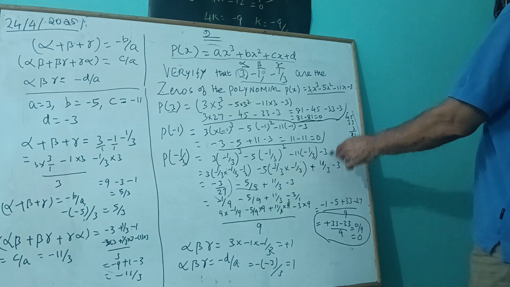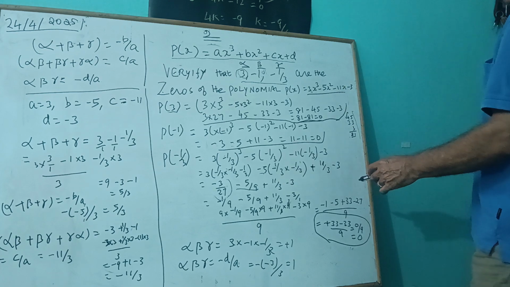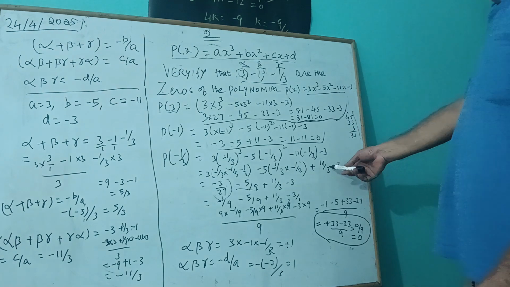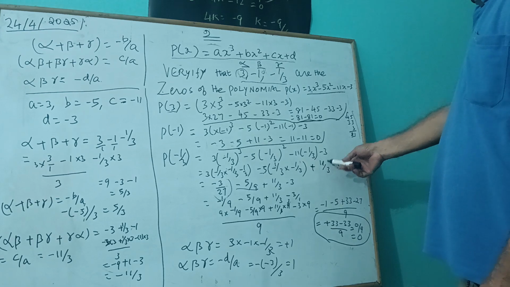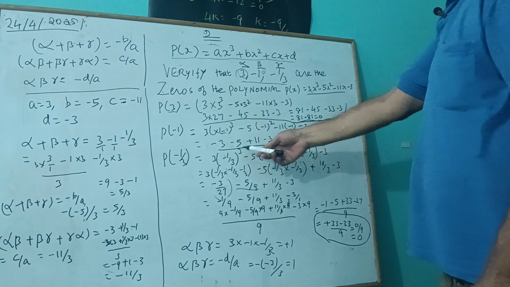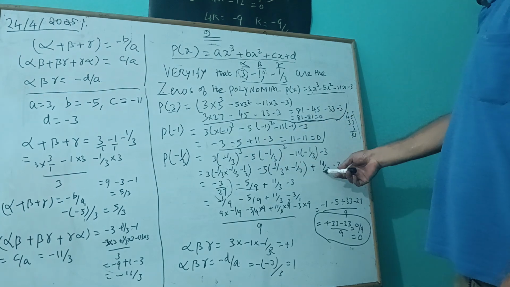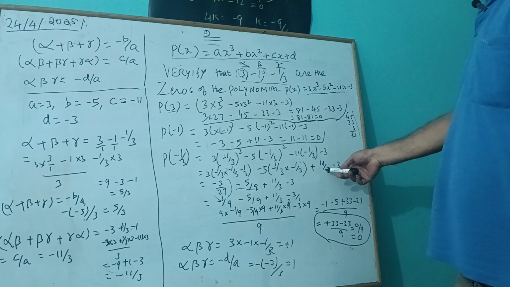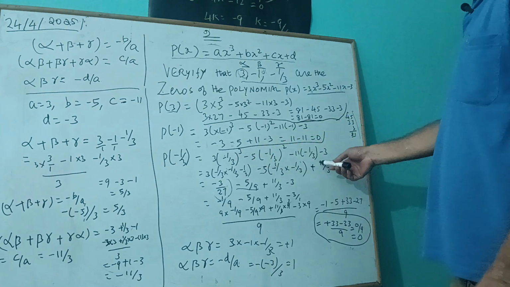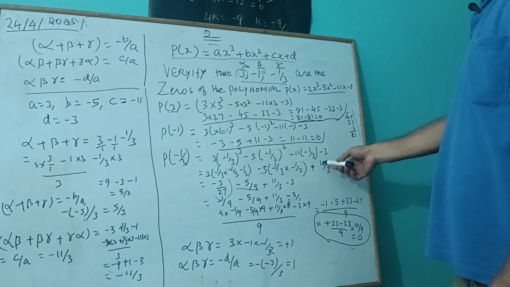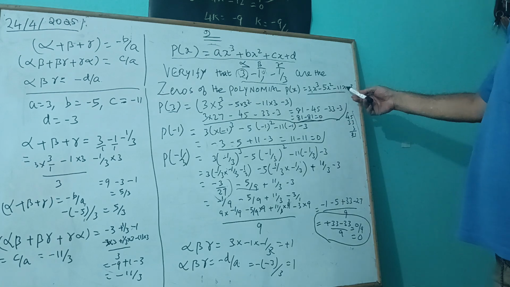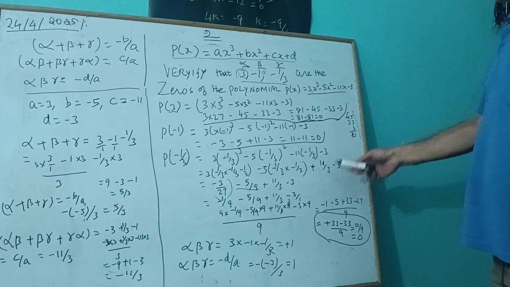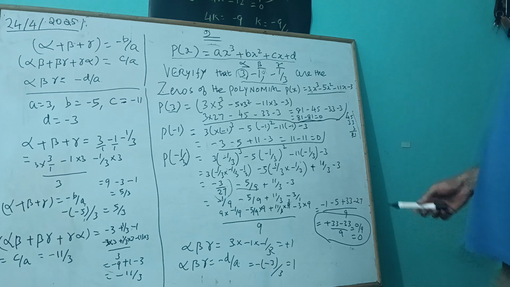So next is 11. Now we have minus 11 into minus 1 by 3. Because here minus and minus go out, this becomes plus 11 by 3. You got this point: minus 11 into minus 1 by 3 is plus 11 by 3. Then this minus 3 is there.